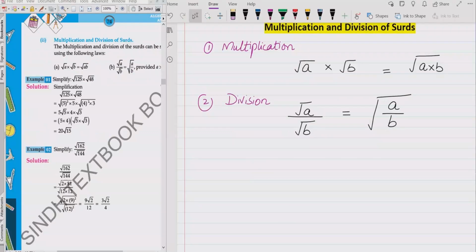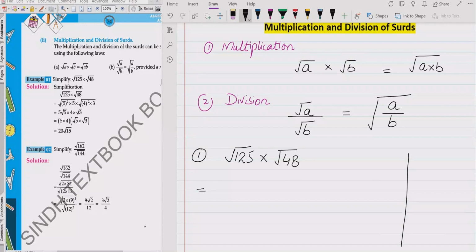Now let's solve some examples. We are following the class 9 Sindh Text Book of Maths. You can follow any book and any example because the method is the same for multiplication and division of surds. So the first example is example 1: root 125 multiplied by root 48.